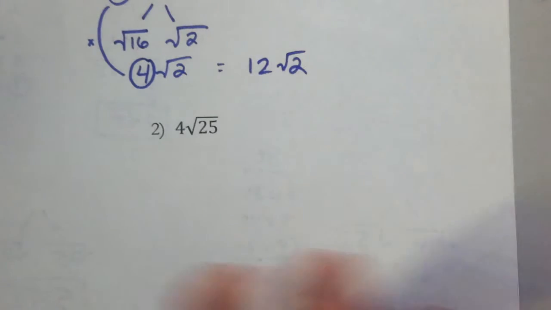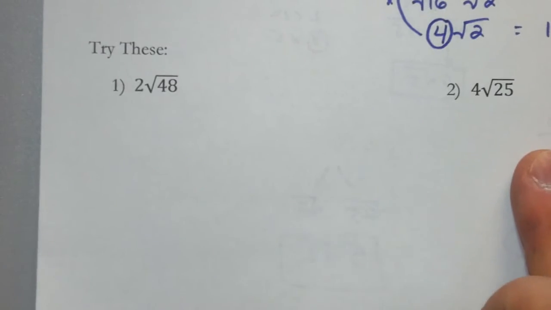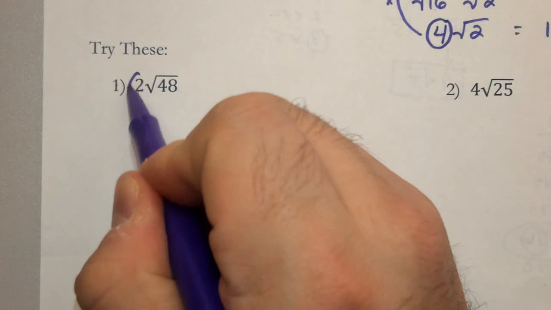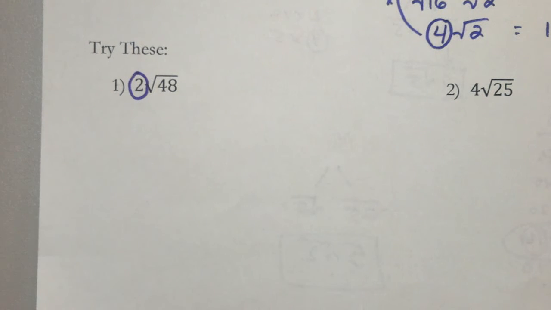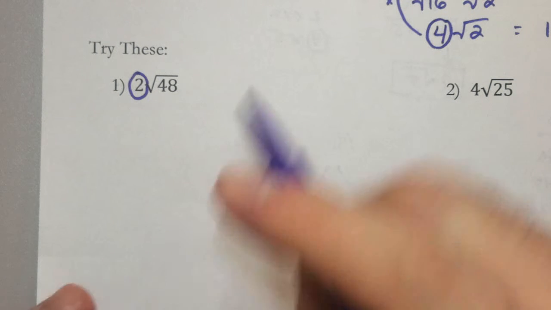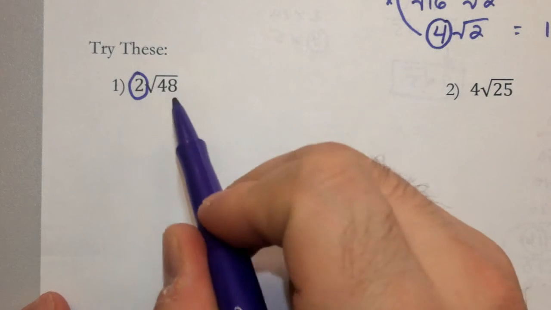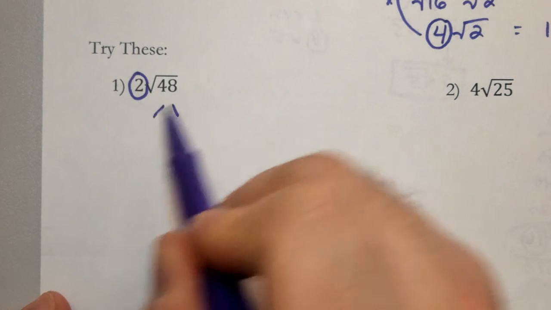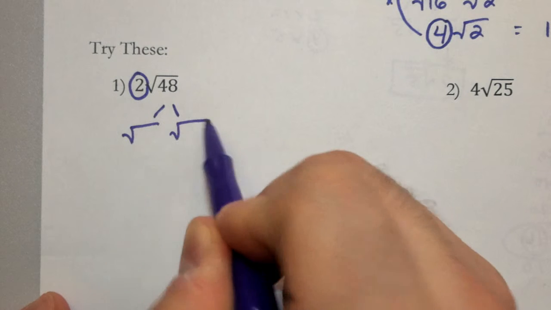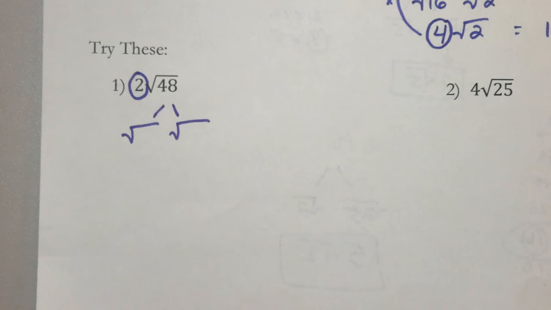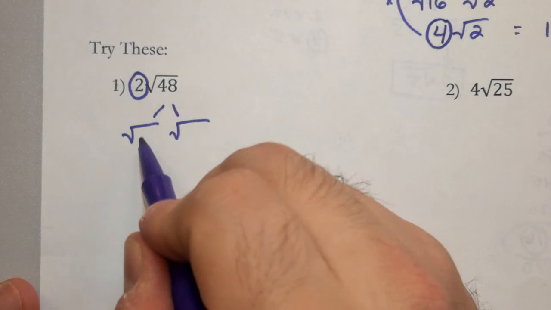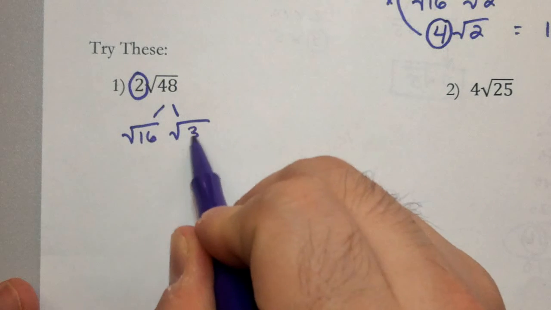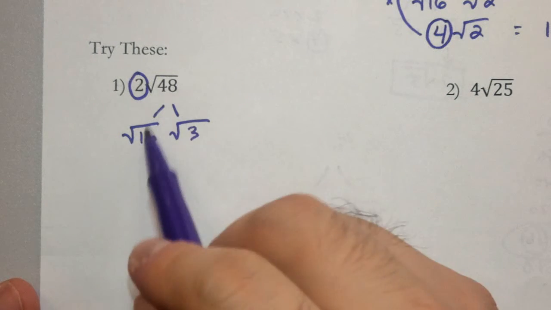So we're going to try the same thing over here with 2 radical 48. I like to circle this number on the outside so that I don't forget it until the very end. But right now what I'm really focused on is this radical 48, and I'm going to break it down into 2 numbers that would multiply to get me to 48. And if you look at it, it seems like the biggest perfect square that we can do is 16. Because 16 times 3 is 48.